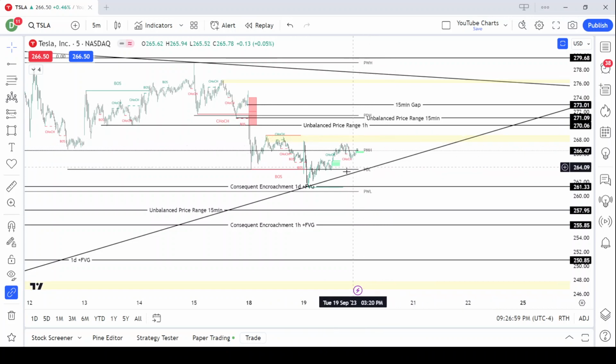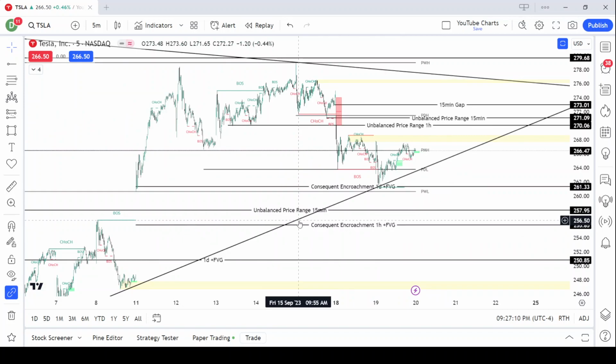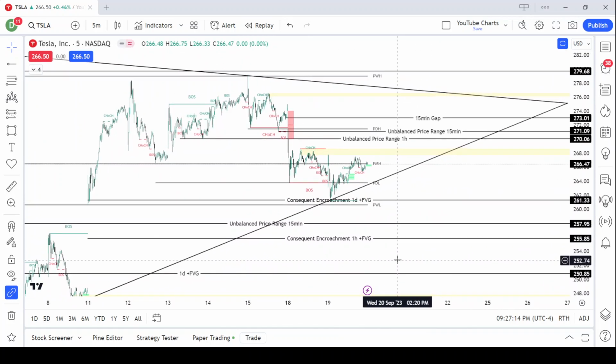Again, we could see the inverted head and shoulders not play out correctly, and we could see the support level broken, eventually trading down to balance these price ranges into the different consequent encroachments. So again, all things to be looking out for. There's no clear indicator of whether it's going to go up or down, but we do know that we're much closer to the support level than the resistance level. And so if we were to test this again and see it break down, high likelihood that we could start selling off and going lower.